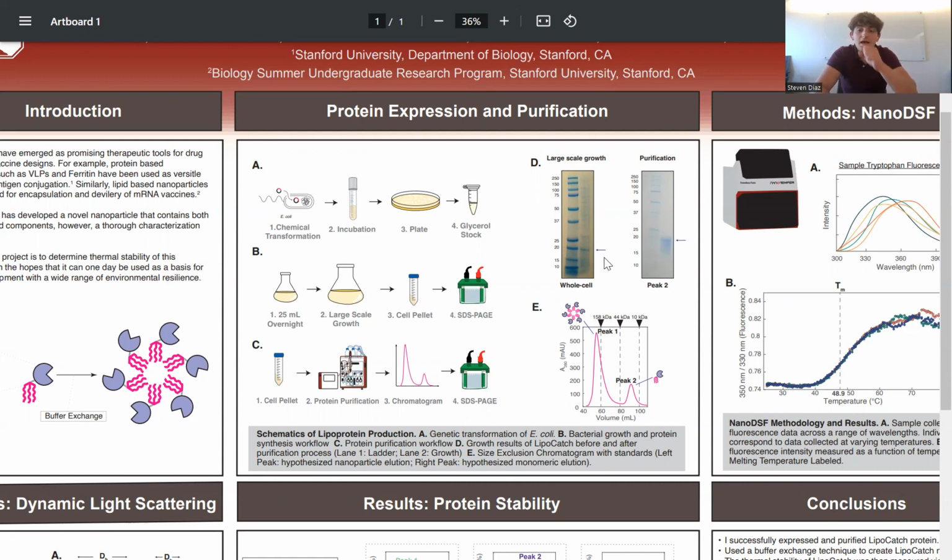An SDS-PAGE analysis of the purified solution shows that my protein was present in both the first and second peaks of the chromatogram. This suggests that there is some sort of equilibrium, as we attempted to display right here, between a monomeric and self-assembled nanoparticle in our purified solution.